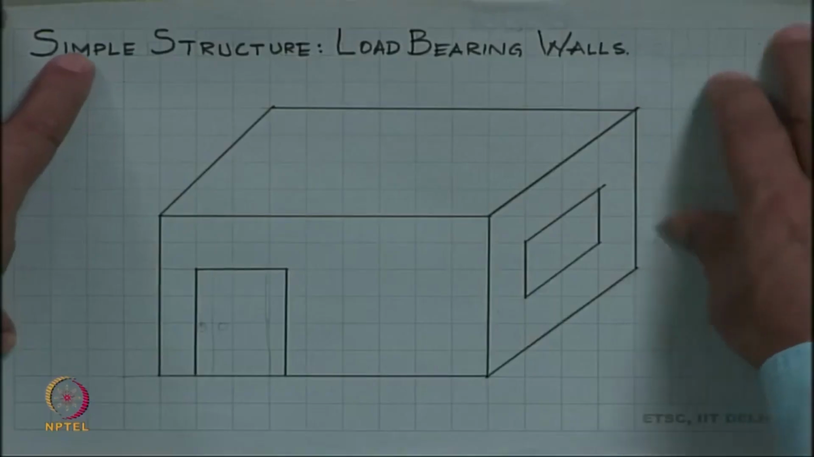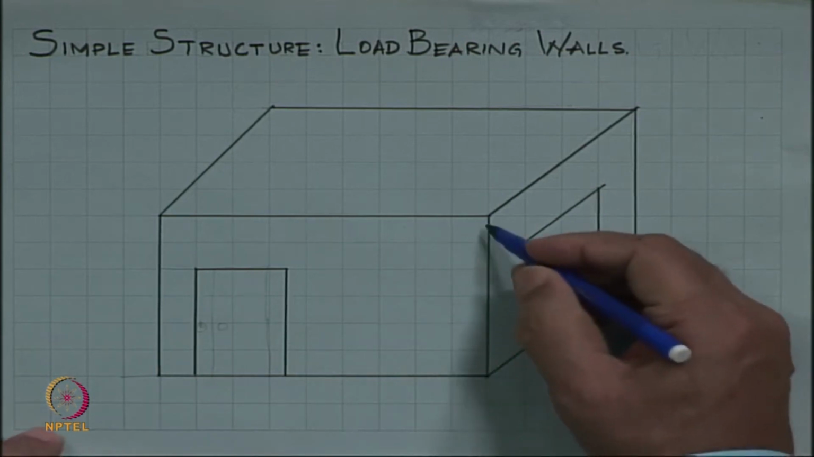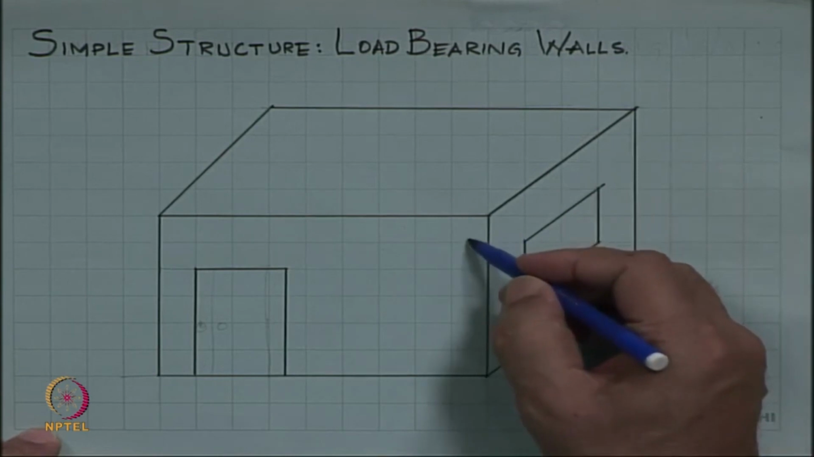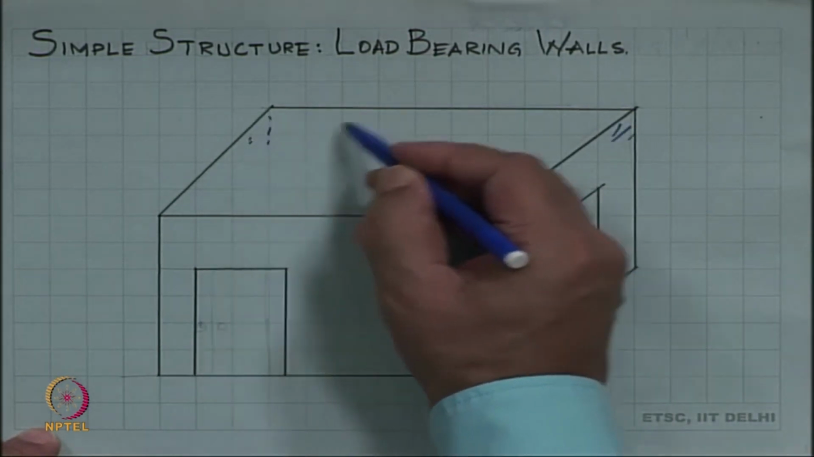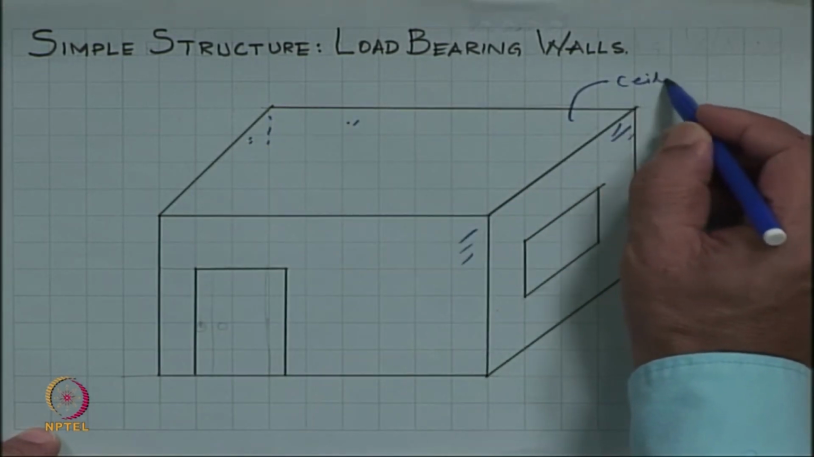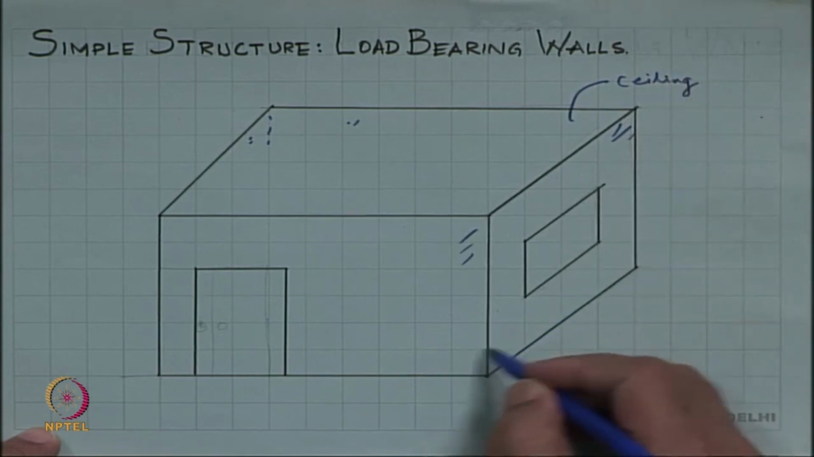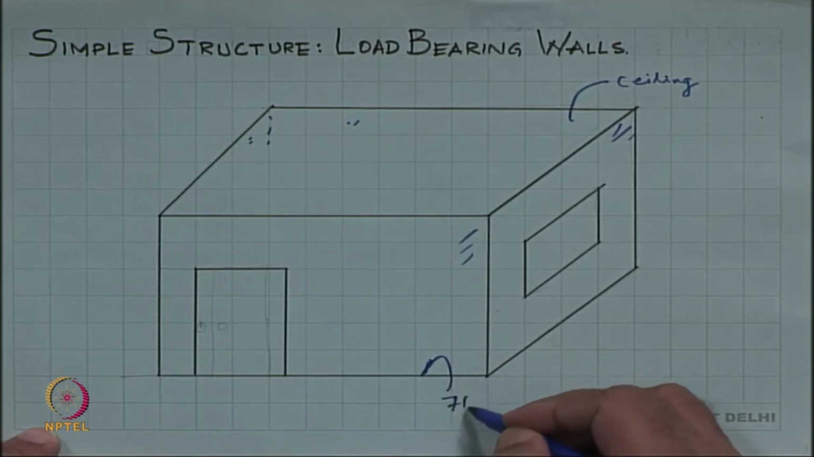We will begin by looking at a simple structure which has load bearing walls. A small structure would be like this, that we have here. What we have shown is one wall here, this is another wall. Similarly, at the back there are two more walls, and on the top there is the ceiling. The bottom of this is your floor.